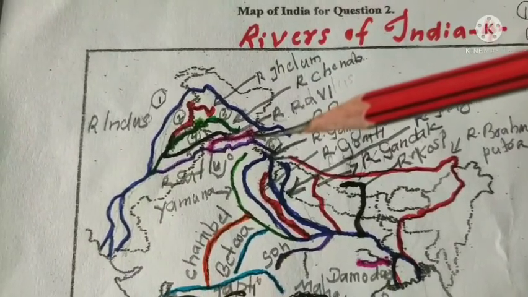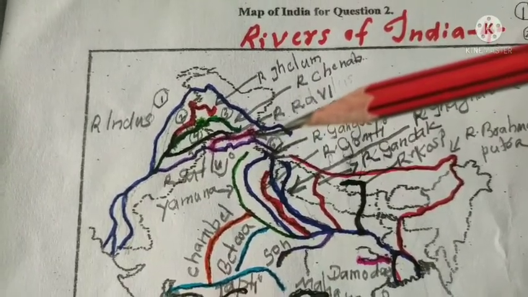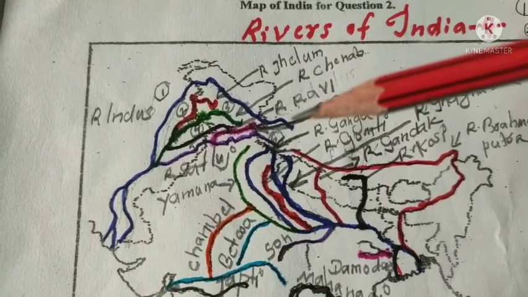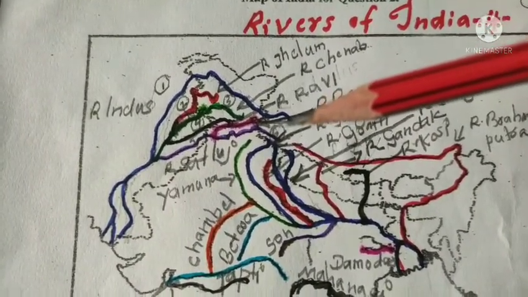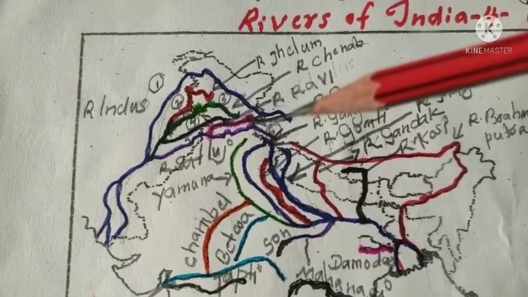In order to convince you, I have used different colors, but in the examination you can use only blue color, and you have to write the name of the river on the river, not below the river. So this is the instruction you have to follow.